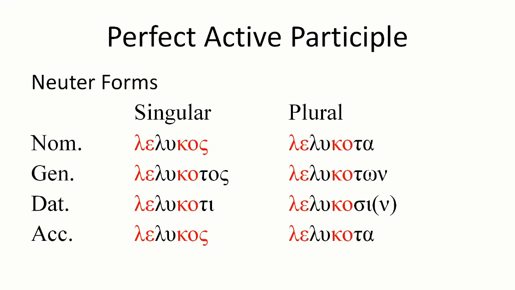Moving on to the neuter. You had lelukos, omega sigma in the masculine. You have the short vowel here in the neuter, lelukos, omicron sigma. And then the accusative singular is the same as the nominative. Then in the genitive, you have your stem change, lelukatos, lelukati, dative. Plurals, nominative neuter plural, lelukata, and accusative plural is the same. Genitive plural, lelukaton. Dative plural, lelukasi.